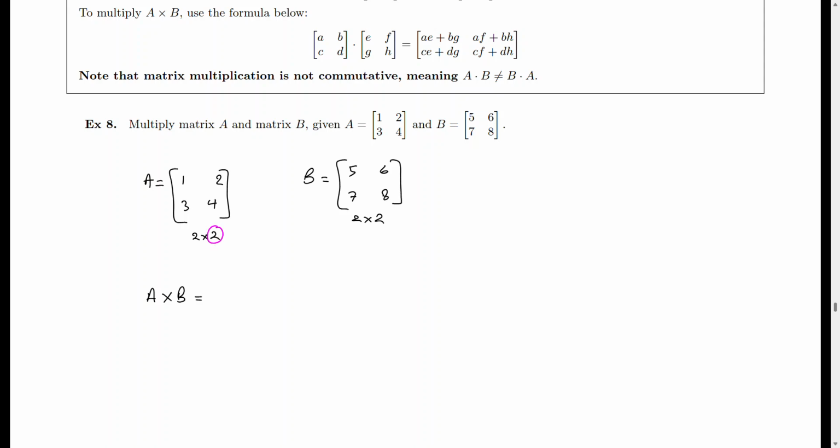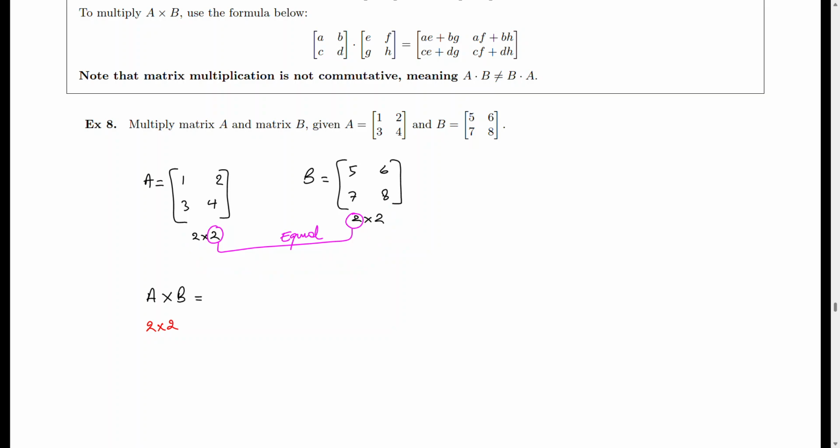Checking the inside numbers, these guys are equal. So it is okay to perform the product. We will be allowed to multiply A and B. What's the answer going to be? What's the size of the answer? It's going to be a matrix with, again, a 2 by 2 order or size or dimension.